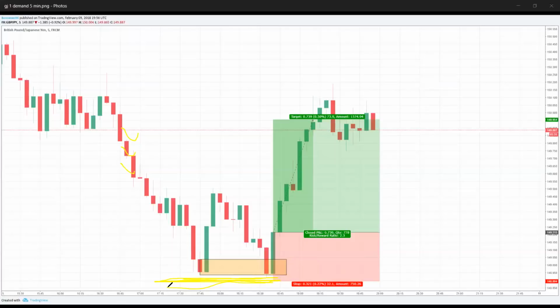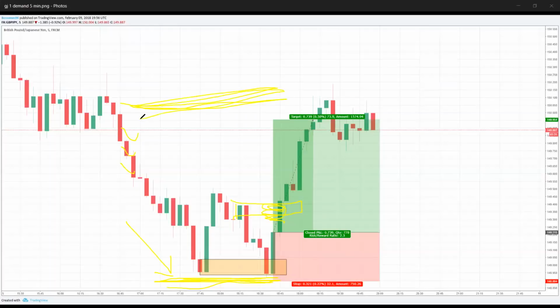For example, you just draw your zones. If you're in a demand zone, your exit will be at the next supply zone. Make sense? So if this in itself is a zone here, my first take profit would be this area. Then the next profit will probably be the next area, something like this.